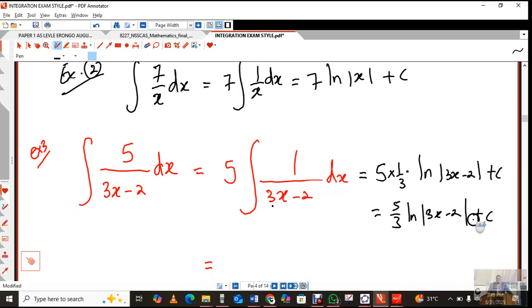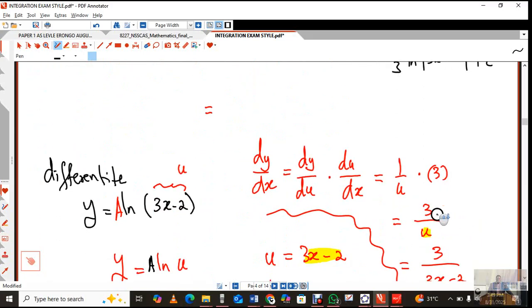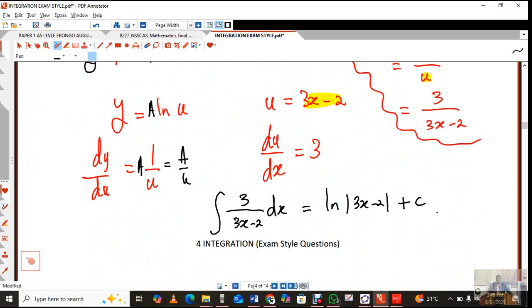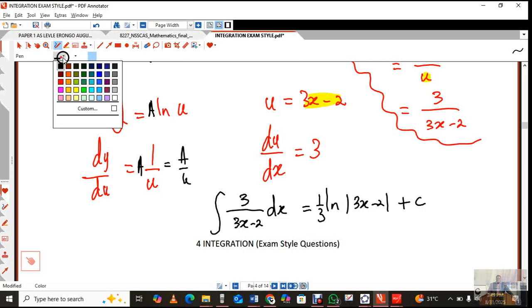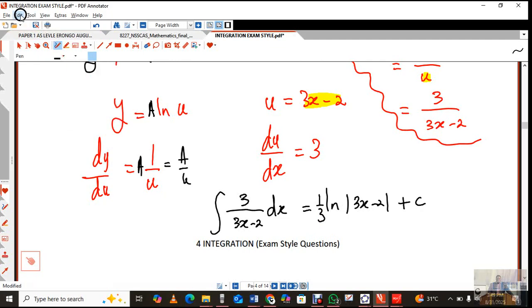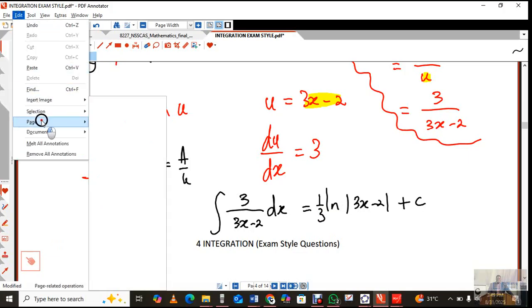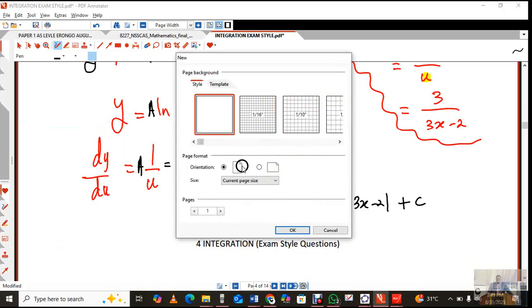So that will be the same concept that I'll be applying at the end here. Okay, so that 1 over 3 that is there, I'll have to multiply it out. So the rule is, I just want to append a page.